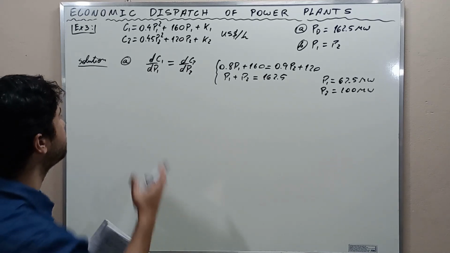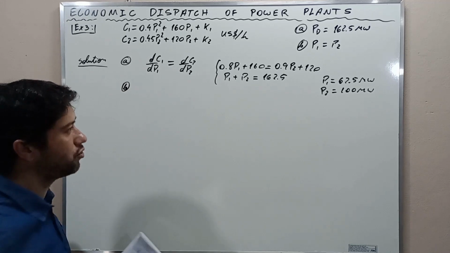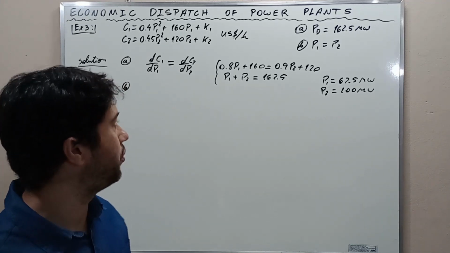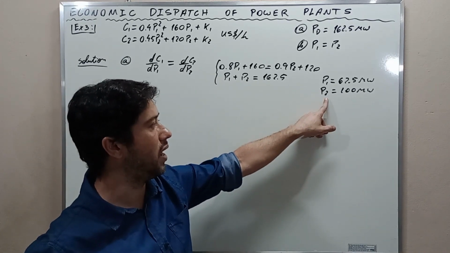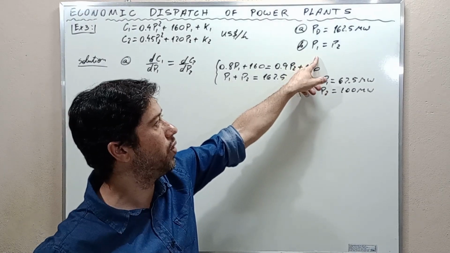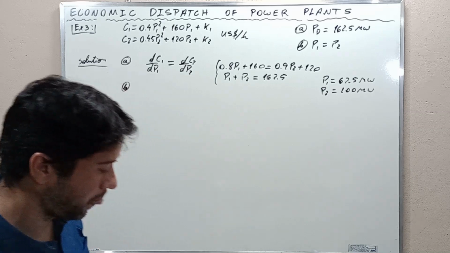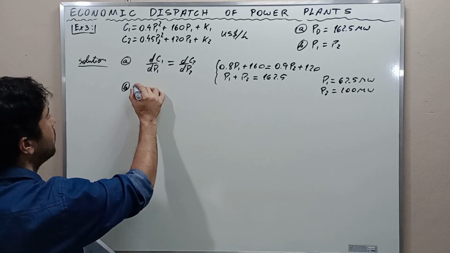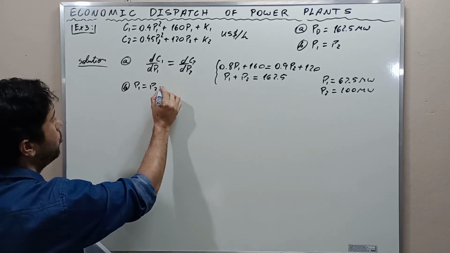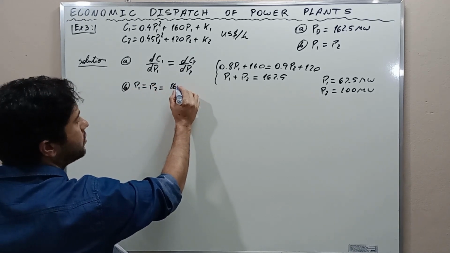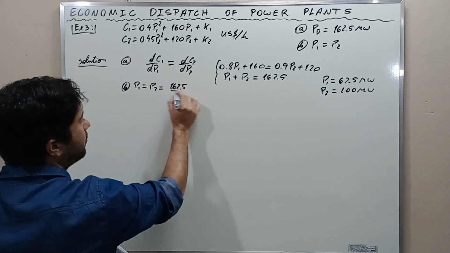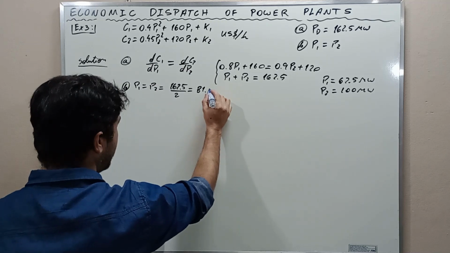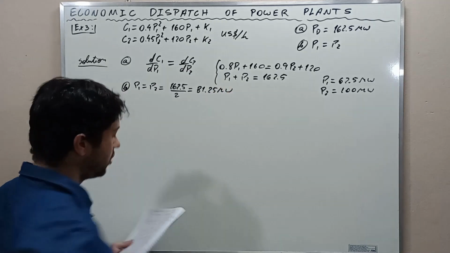Now in letter B, the exercise wants us to compare the cost of operating them when they are optimally dispatched or when the load is shared equally. Alright, when the load is shared equally, P1 is equal to P2, which is equal to 162.5 divided by 2, which is equal to 81.25 megawatts.